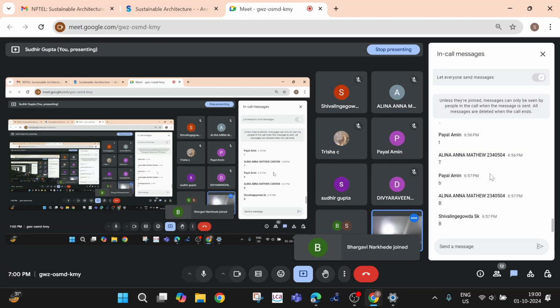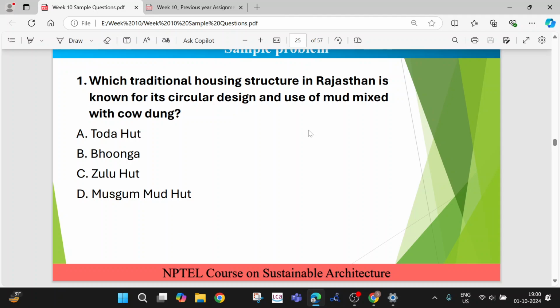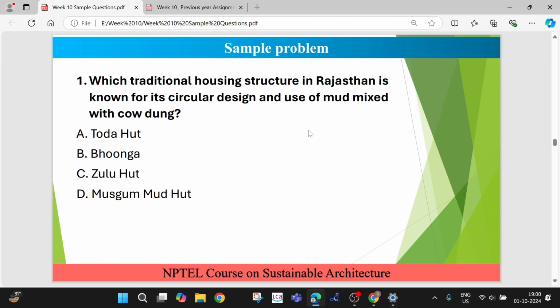12 people have joined. Yeah. So B is the right answer for this question. The Bunga houses in Rajasthan are very famous for this kind of practice. All of you are right. So let's move to the next question.